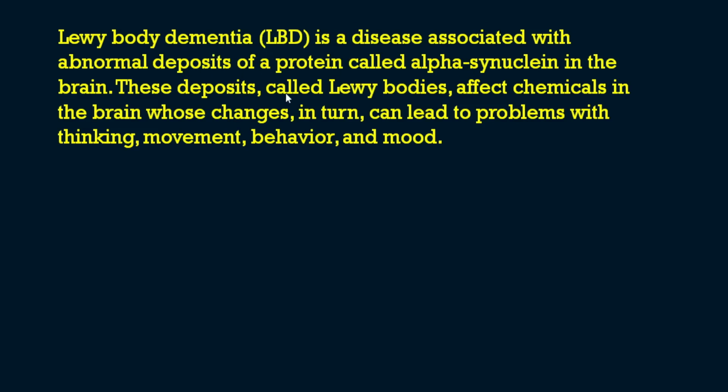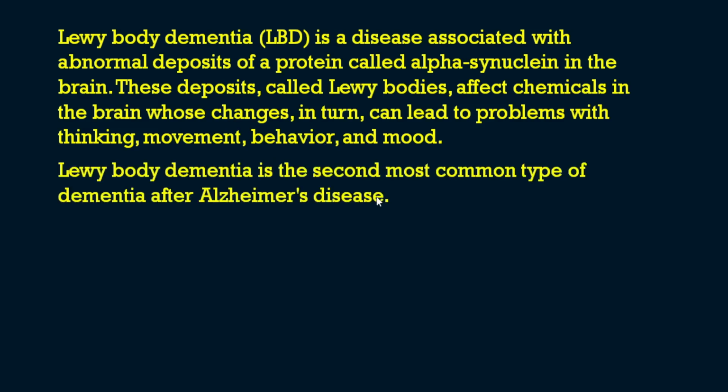So these deposits, called the Lewy bodies, affect the chemicals in the brain, whose changes in turn can lead to problems with thinking, movement, behavior and mood. Lewy body dementia is the second most common type of dementia after Alzheimer's dementia. So the first common dementia is Alzheimer's dementia, and the second common dementia is the Lewy body dementia.